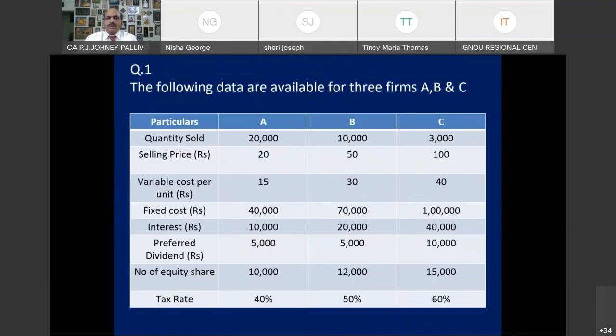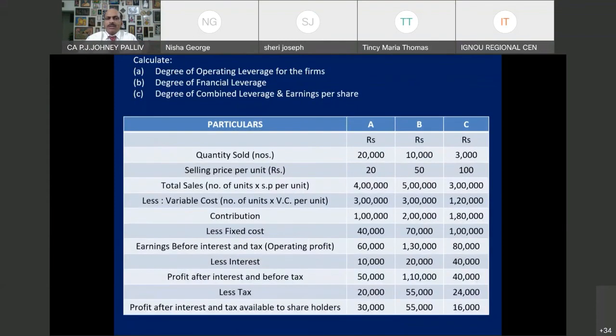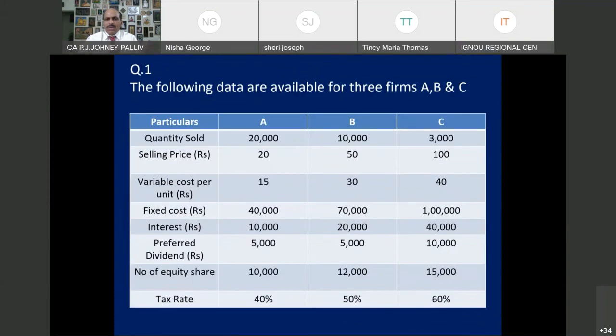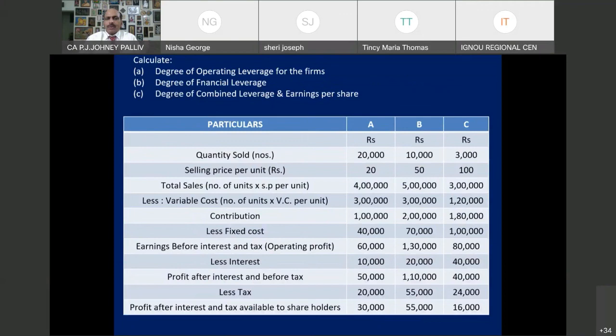Variable cost, you can see it is given: 15 rupees per unit, 30 rupees per unit, 40 rupees per unit. Come to this calculation, variable cost: 20,000 into 15, 3 lakh; 10,000 into 30, 3 lakhs; and 3,000 into 40, 1,20,000. Therefore, you have sales, you have variable cost.